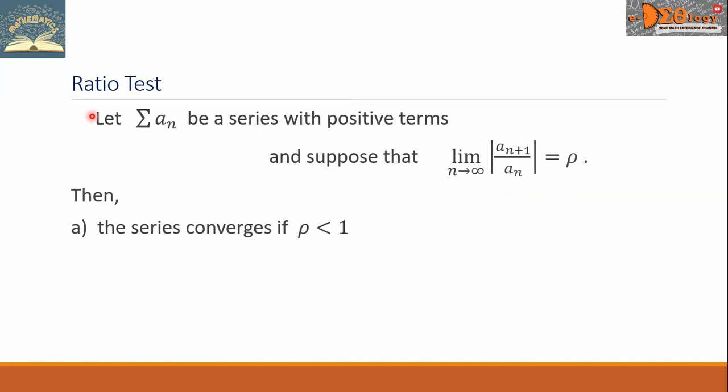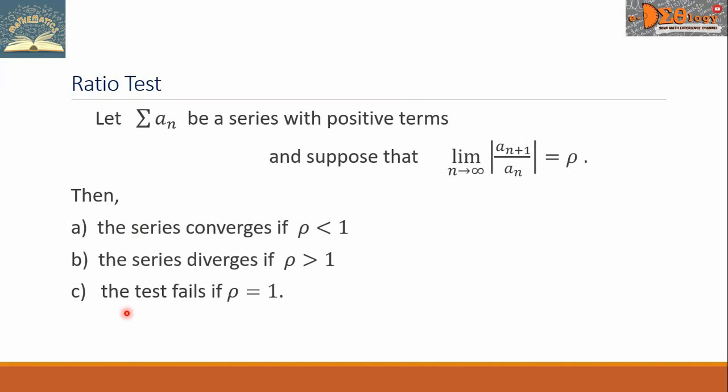Then this is the ratio test. The series converges if rho is less than 1. The series diverges if rho is greater than 1. And the test fails if rho is equal to 1.